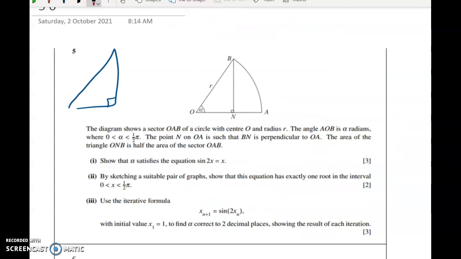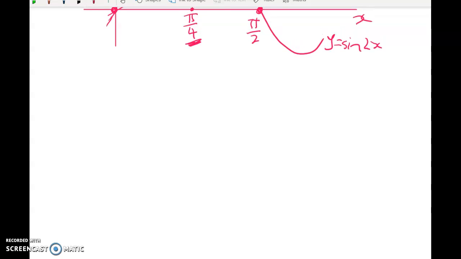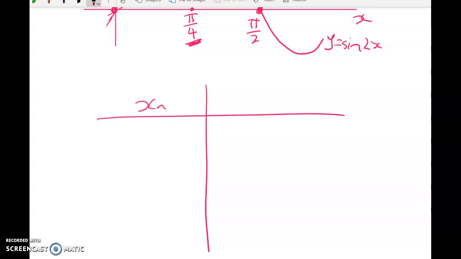And now for the totally boring bit, use the iterative formula, blah, blah, blah. And we have to find alpha correct to 2 decimal places. Now this one did take a little bit longer than some of them. So we just start as usual, do a wee table, here's xn, and our updating formula is xn plus 1 is equal to sine of 2xn.